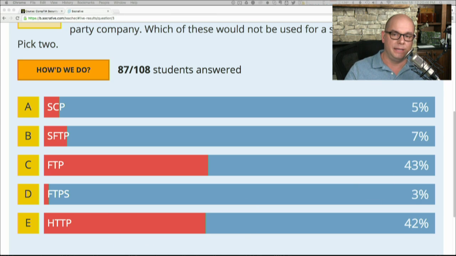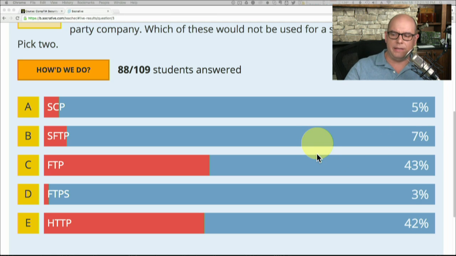You can absolutely do that, but it's in the clear. So you don't want to use FTP and you don't want to use HTTP. Those would not be used for secure file transfer, and those would be the two you should pick. You guys did a great job at choosing both of those, practically 100%. When you combine those, you're very close to everyone getting that one absolutely right. Well done with those answers.